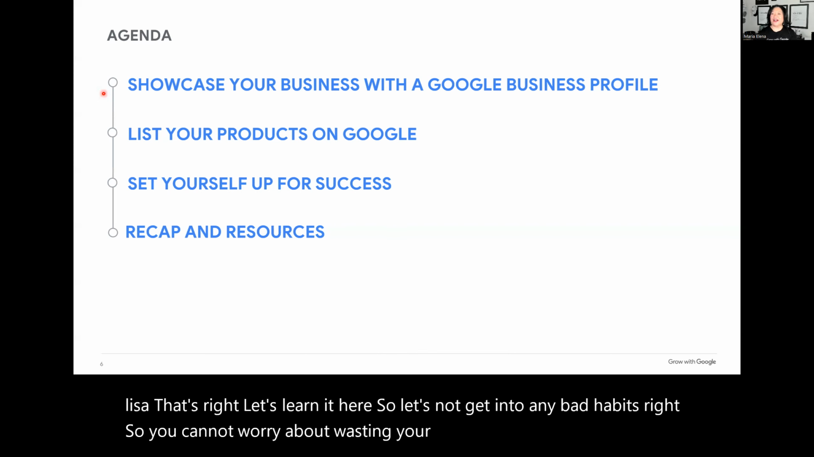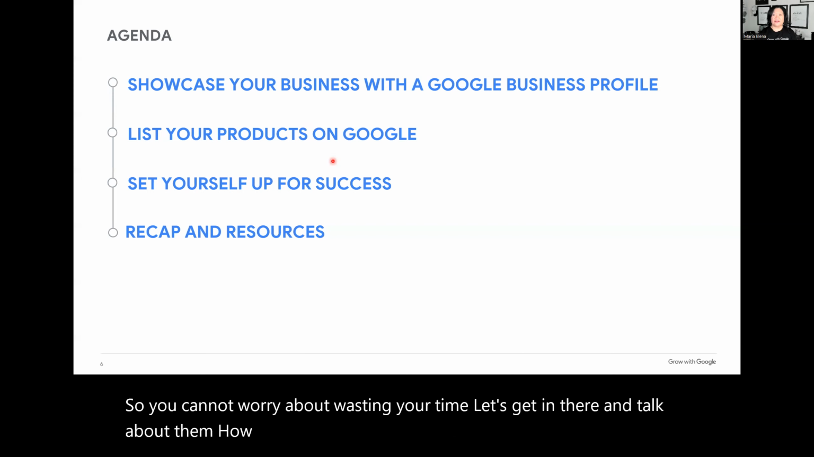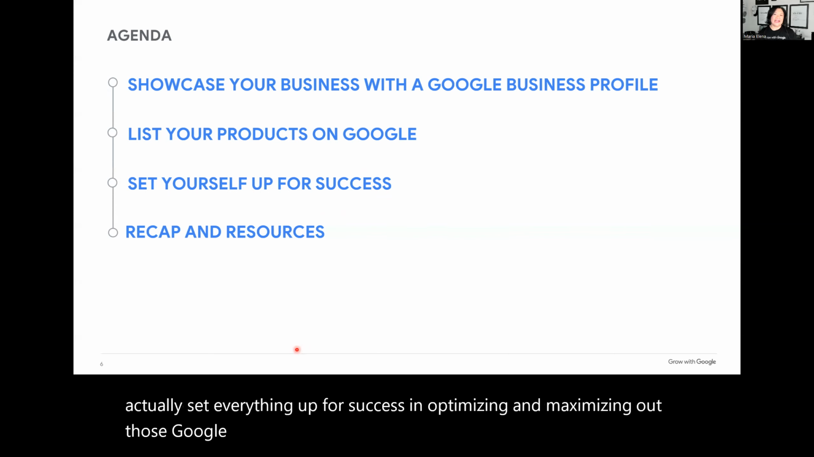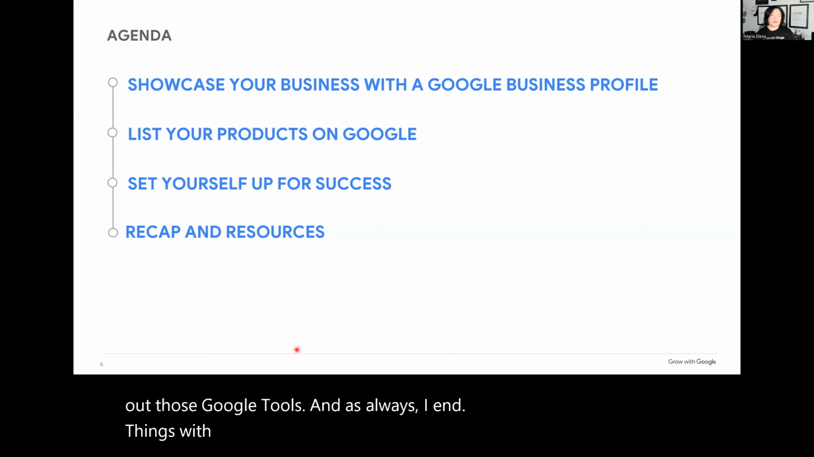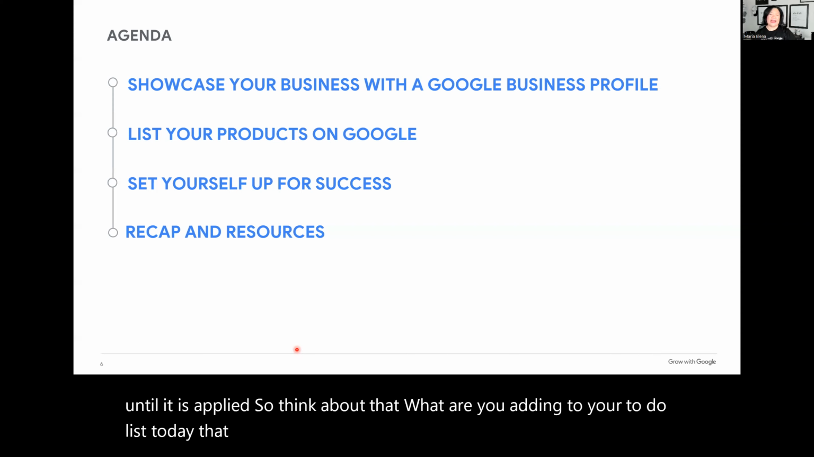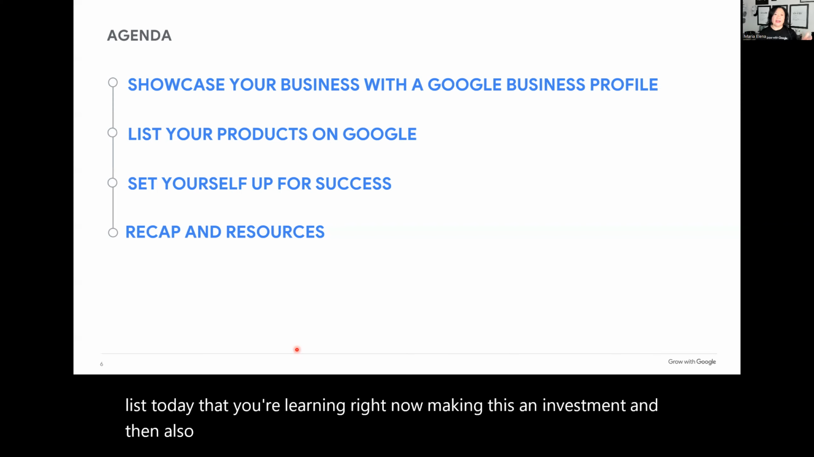Let's get in there and talk about how you can also list your products in Google, how you can actually set everything up for success in optimizing and maximizing those Google tools. And as always, I end things with a recap because I do believe that knowledge is not powerful until it is applied. So think about that. What are you adding to your to-do list today from what you're learning right now, making this an investment, and also free resources to help you get to that next step of growth.